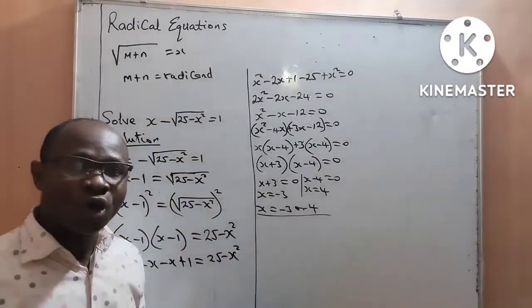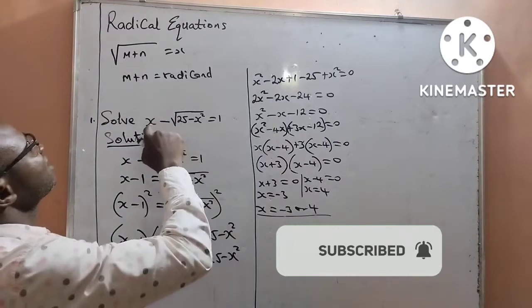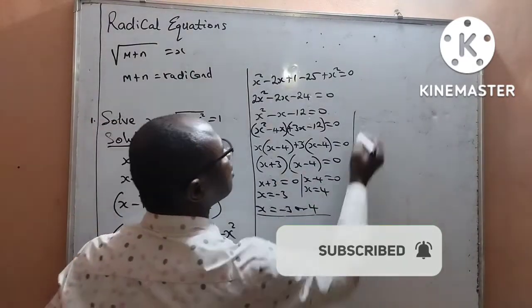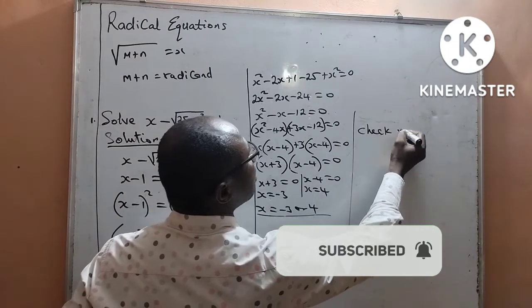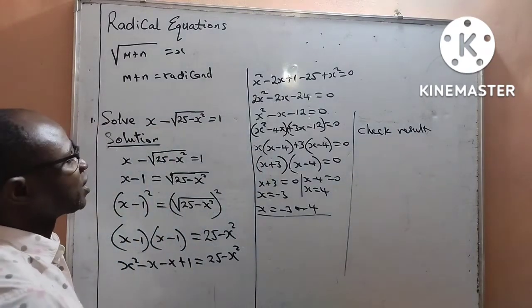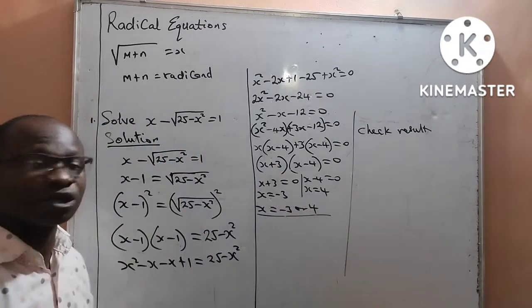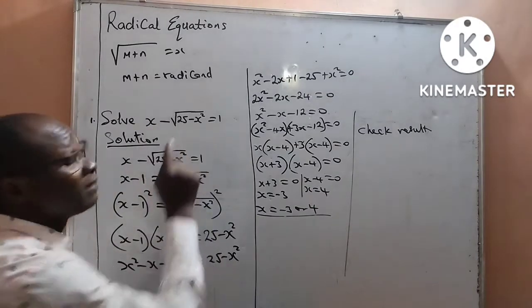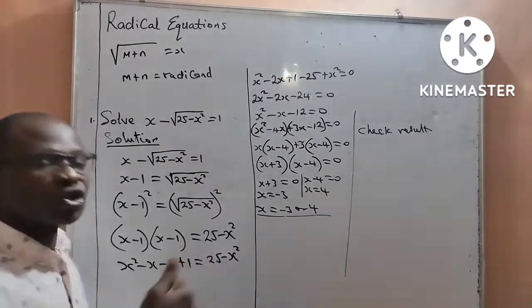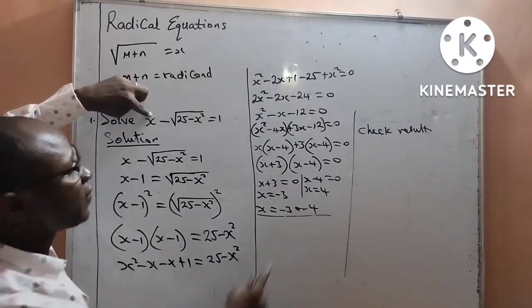But we want to know which of these two values authenticates the equation we are given. Check result. We want to check our result. How do we check the result here? We will substitute the values of minus 3 and 4 into the equation to see if the left hand side will give us exactly the value given by the right hand side. To do that, let me make use of 4.